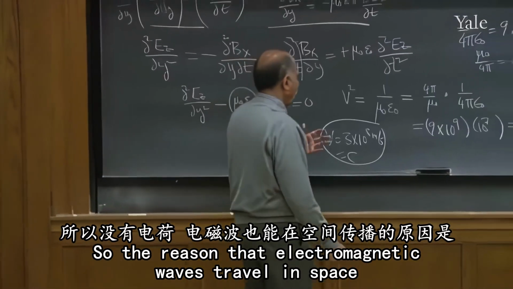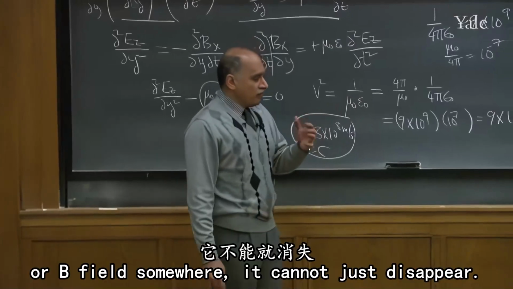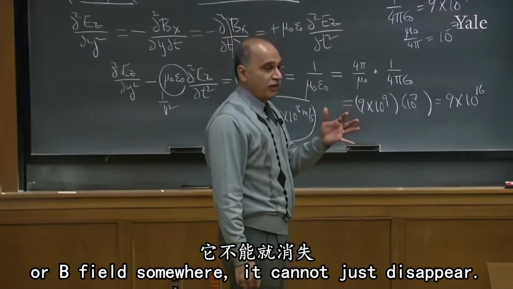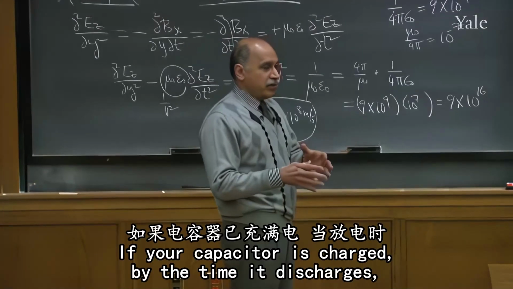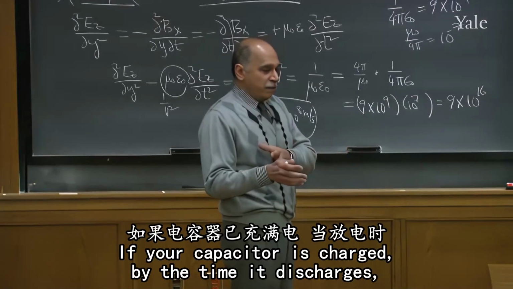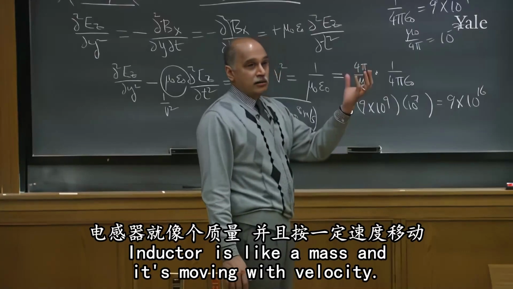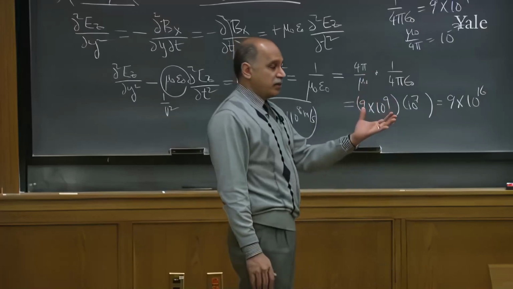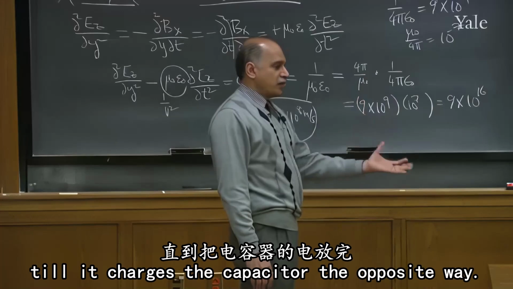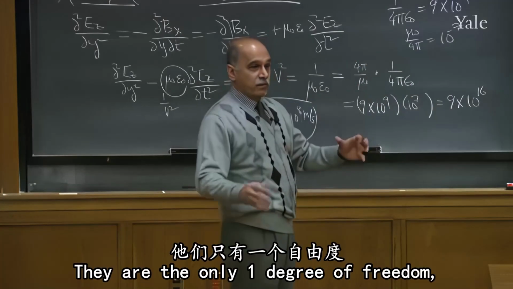So the reason the electromagnetic waves travel in space without any charges is that once you've got an E field or B field somewhere, it cannot just disappear. It's like the LC circuit. If your capacitor is charged, by the time it discharges, it has driven a current in the inductor. Inductor is like a mass, and it's moving with velocity. Current is like velocity, so it won't stop. So the current keeps going till it charges the capacitor the opposite way. Then they go back and forth.